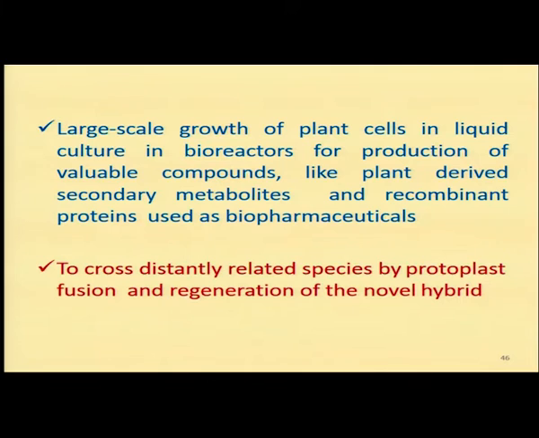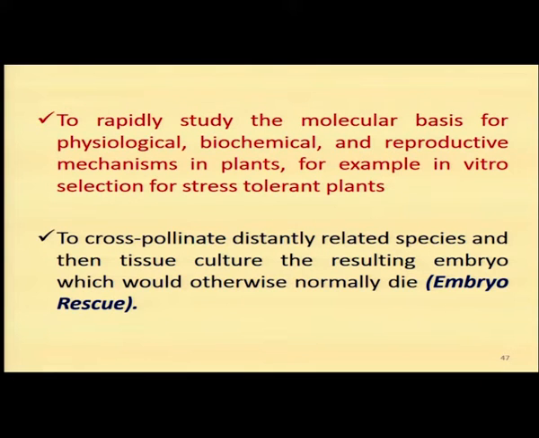But under protoplast conditions, when we do this fusion in the lab, we can germinate them and screen them, or have them exhibit specific characteristics which you want. This again normally cannot be done very efficiently in nature, but this is a potential application of plant tissue culture. It can be used to rapidly study the molecular basis for the physiological, the biochemical, and the reproductive mechanisms in plants. For example, in vitro selection for stress-tolerant plants.